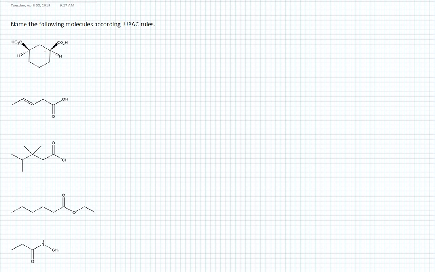So let's start numbering from here. This is number 1, this is number 2, and number 3, and we don't have any other substituent. So this is 1,3 dicarboxylic acid. So let's write the name first.